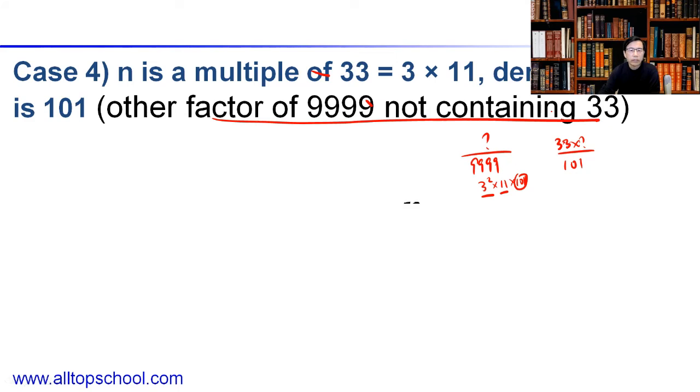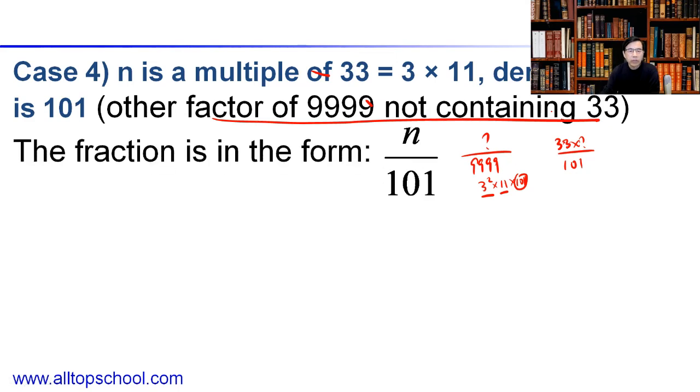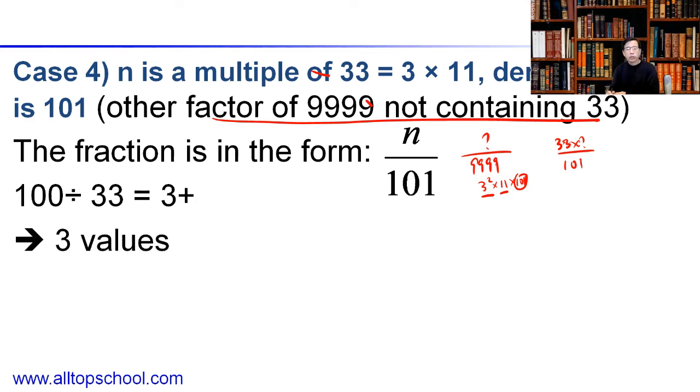Okay, so that becomes very simple. The denominator is 101. The numerator n is a multiple of 33. How many of them? We just do 100 divided by 33. We get 3 values of them. So certainly these 3 values don't have any invalid numbers. Okay, that's purely what we want. You cannot get a multiple of 33 that is also a multiple of 101 at the same time, because that's already excluded. So that's less than 100, so it won't be a multiple of 101.